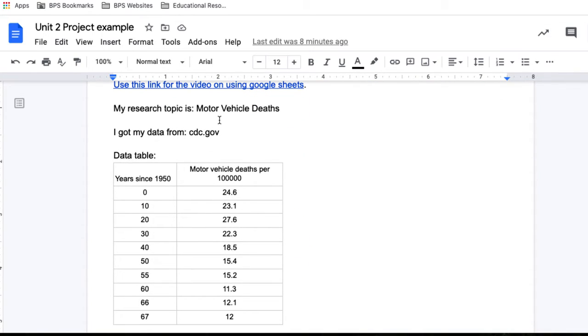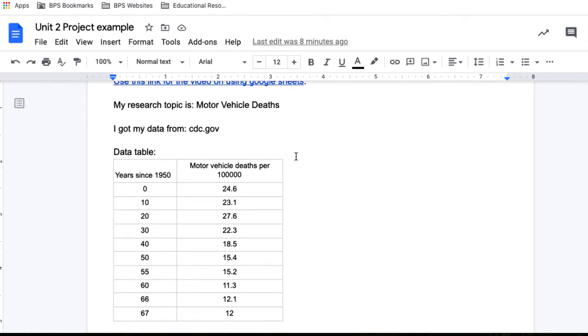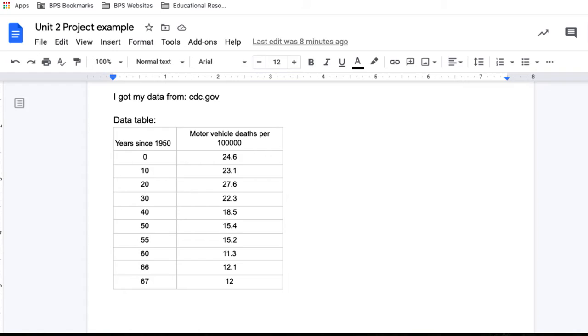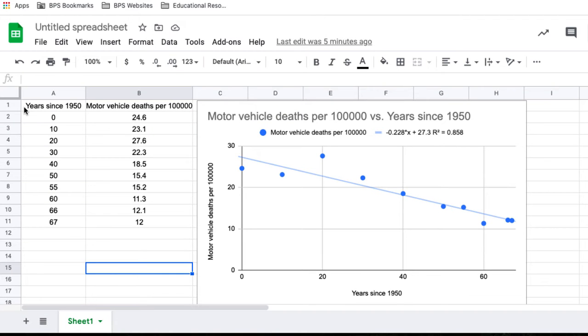For my topic, I picked motor vehicle deaths, and I got my data from the cdc.gov. To create my table, I opened up a Google Sheet. I made my heading for the X years since 1950, because that was the first year I found the data from. So year 0 is 1950. 10 is 1960, 70, 80, 90, 2000, 2005 is 55, 2010, 16, 17. And then the Y values are the motor vehicle deaths, and that's per 100,000 population.